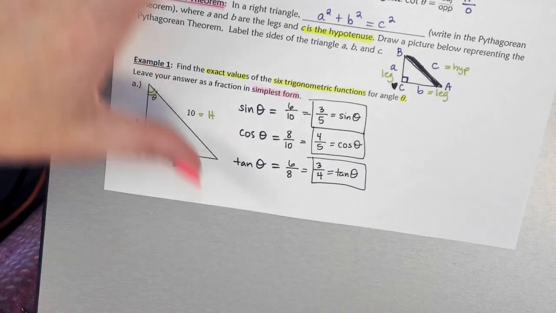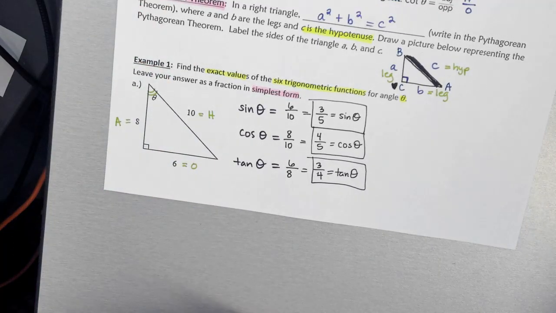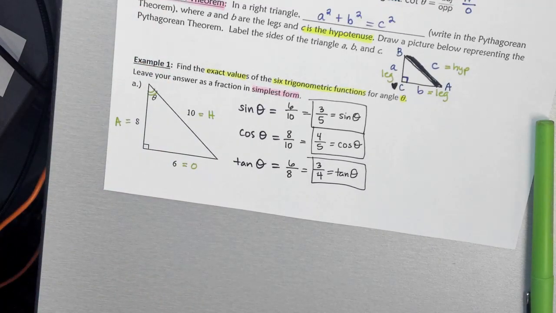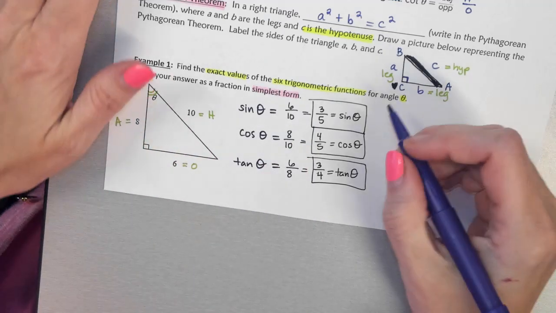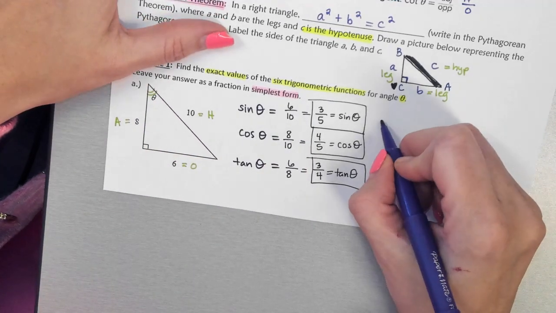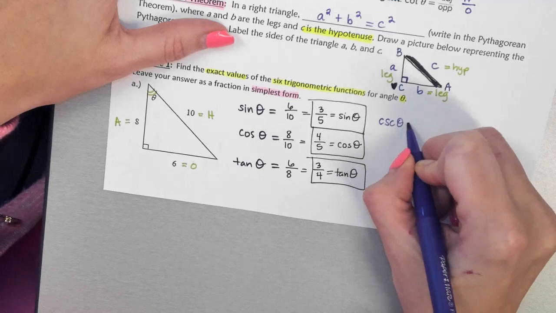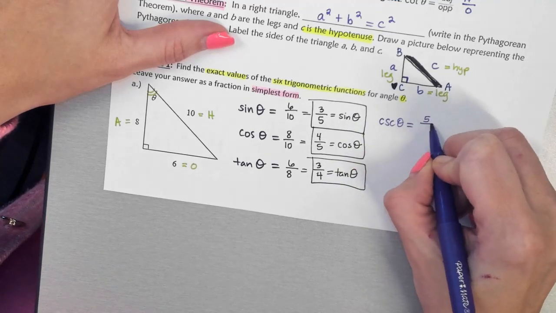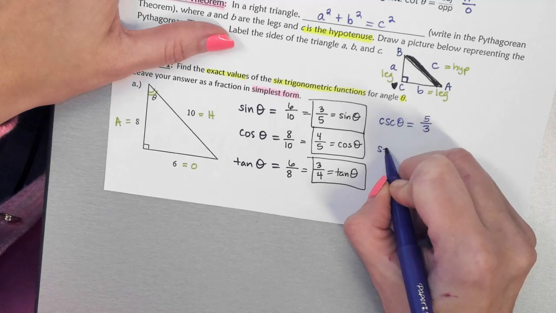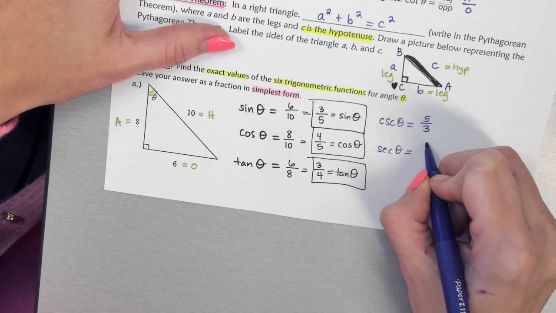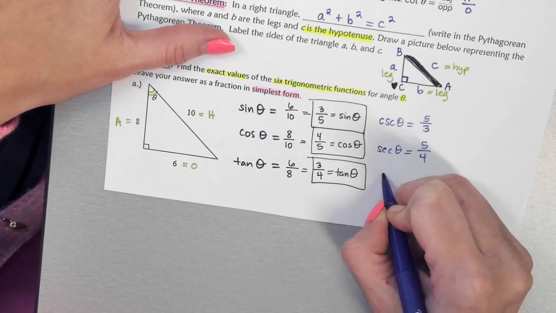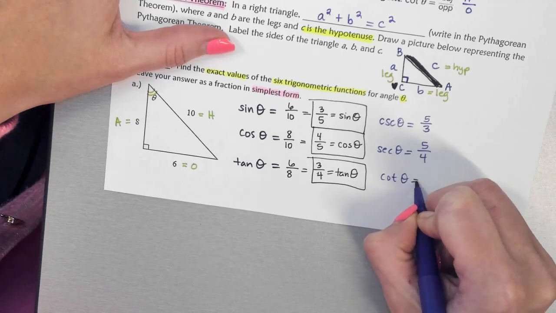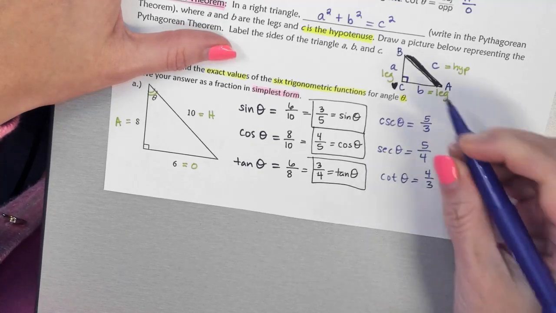Okay, and then we're going to find the reciprocal functions. Once you reduce these, you can just use the reciprocal. So for the cosecant of theta, we're just going to flip it. So 5/3. The secant is the reciprocal of cosine, so 5/4. And the cotangent is the reciprocal of tangent, so we have 4/3.